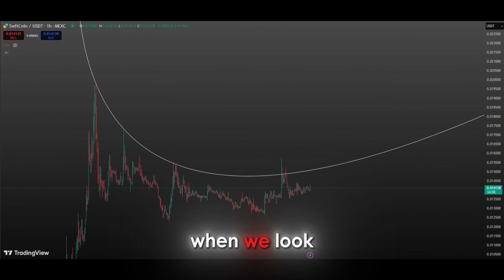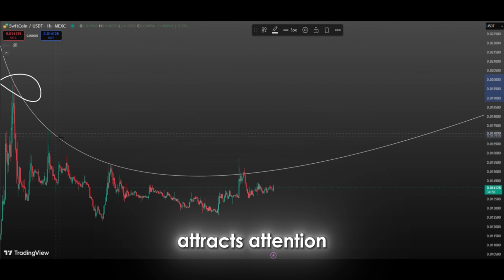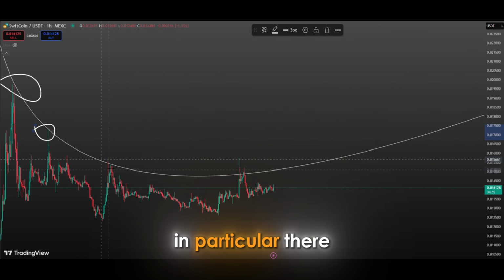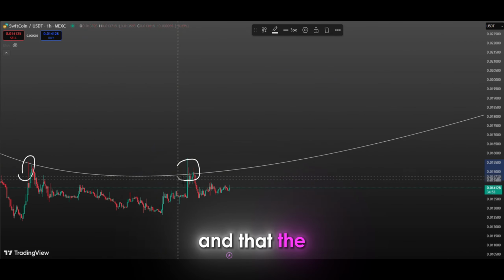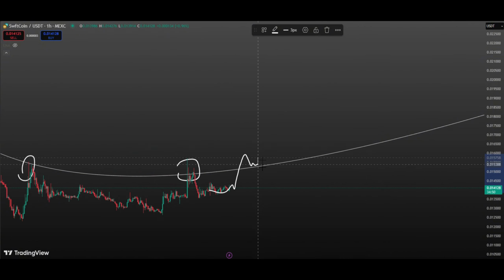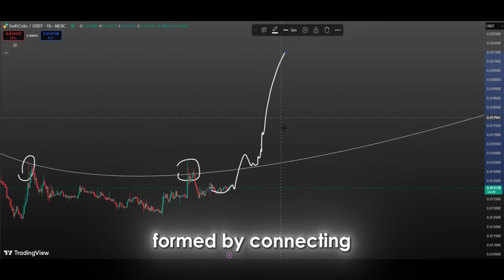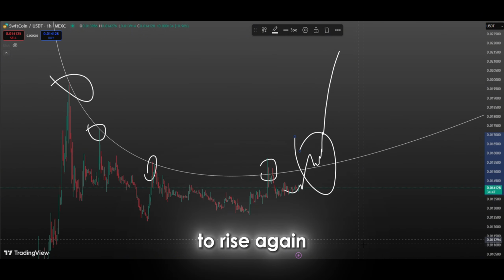First of all, when we look at the chart from a broad perspective, there is an important structure that attracts attention. In particular, there is a curve structure that continues its effect in the medium term, and that the price repeatedly touches, a curve that can also be called a parabolic curve in technical literature. This curve is formed by connecting the points where the price has retreated to certain levels in the past and then started to rise again.